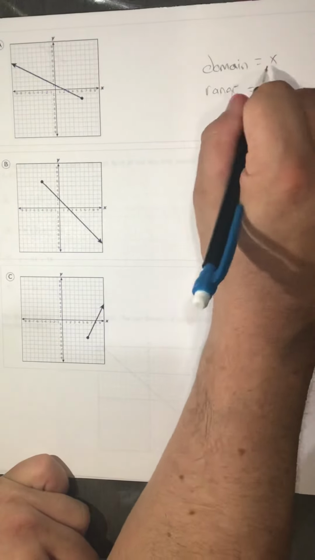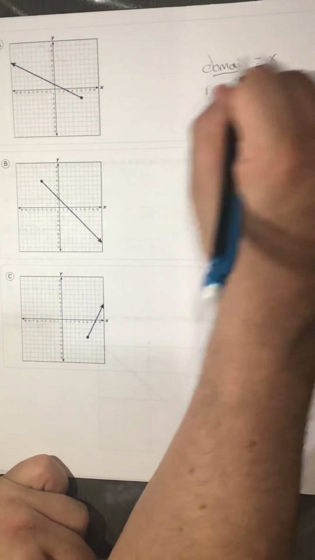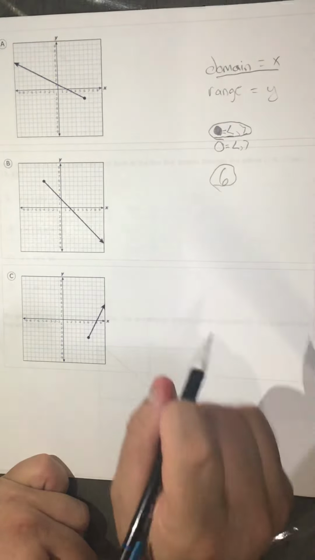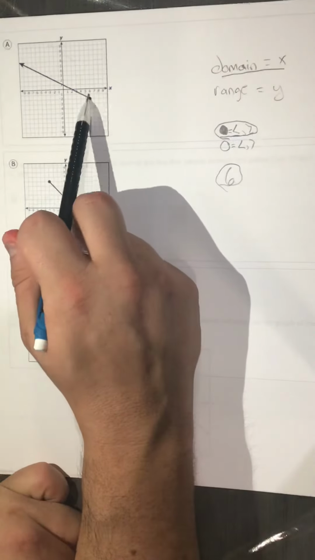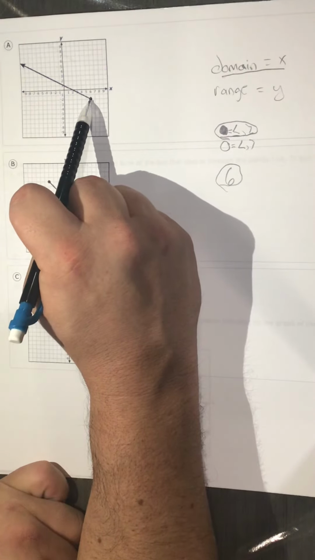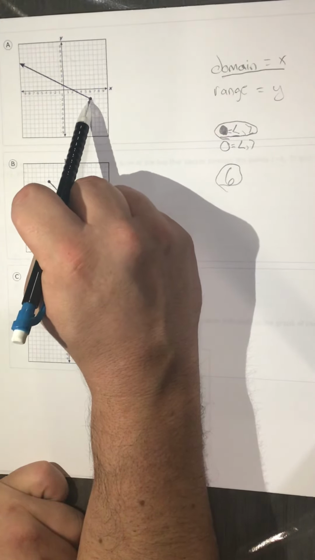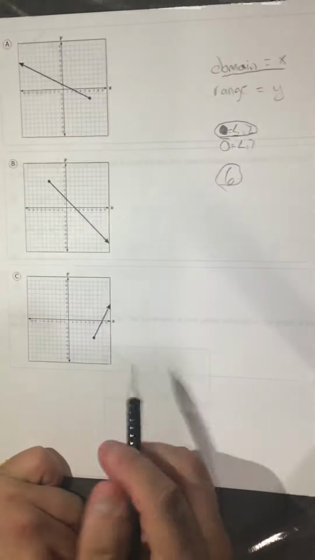So if I'm working with domain, it has to be less than or equal to, and it has to be 6. One by one, I'm going to start knocking these off. Letter A, is my x 6? Yes. Is it less than or equal to? Yes. 6, less than or equal to, because it's filled in and it goes backwards. So this one's an option.